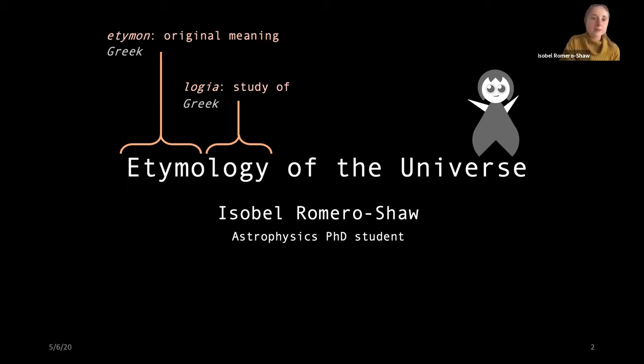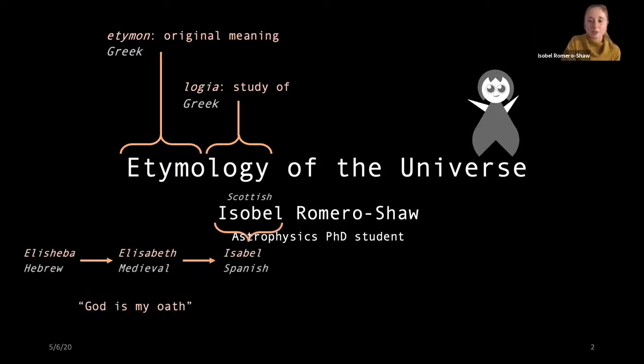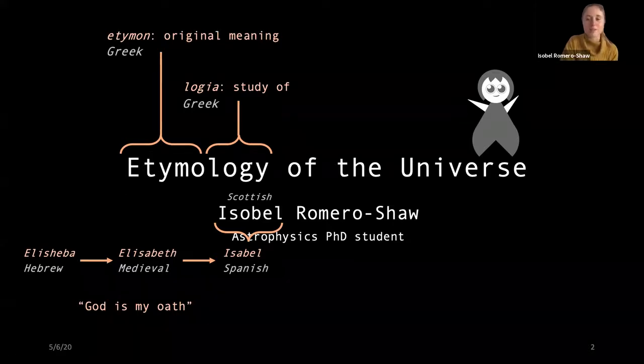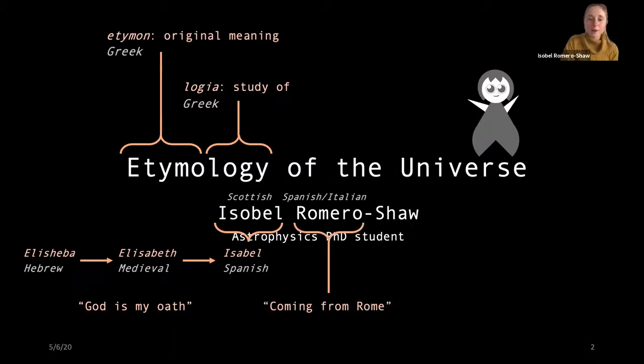And names for people or places also have interesting roots. So my first name, Isobel, is the Scottish version of the Spanish Isabel, which evolved from the medieval name Elizabeth and has its roots in the Hebrew name Elisheba, which means God is my oath. The first half of my last name is a Spanish or Italian surname, meaning something like coming from Rome.